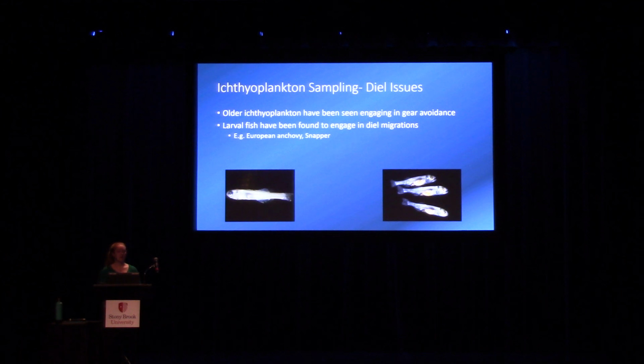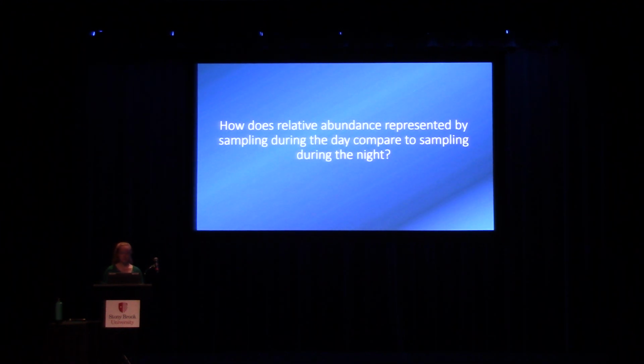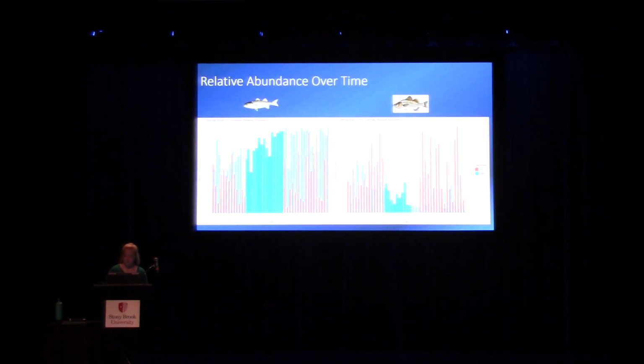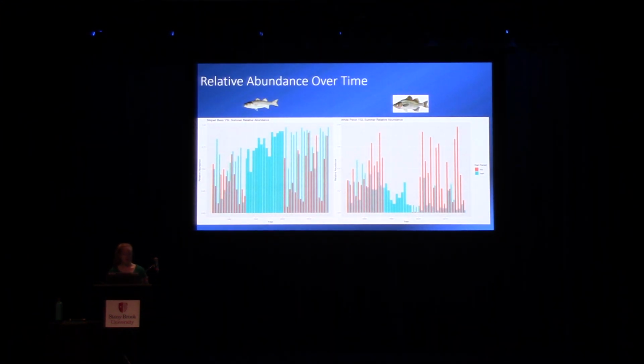So part of why this diel period is such an issue is that older ichthyoplankton have been seen to engage in gear avoidance, and larval fishes have been found to engage in diel migrations. So these concerns spark the question of how relative abundance represented by sampling that was done during the day compares to relative abundance of sampling conducted at night. And so striped bass and white perch are pretty important. Striped bass, I've been told, is king in New York.